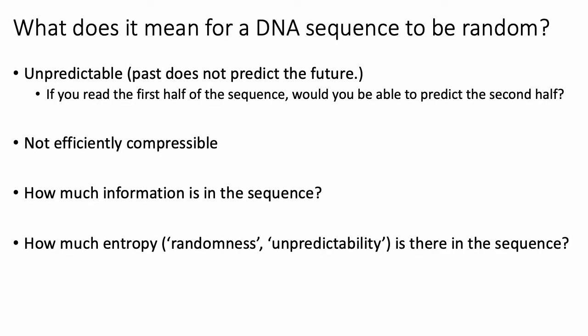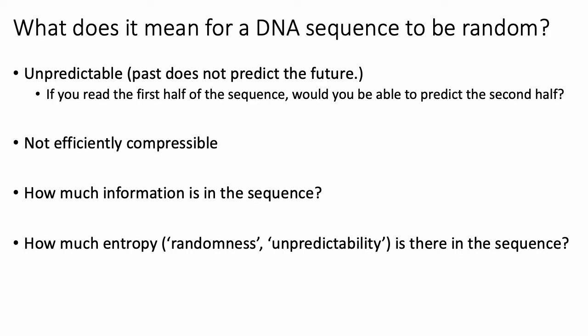Hopefully after the last few slides, you've got some idea of what it means for a DNA sequence to be random. There are a few common ways that you might think about it. The first is that you might think it intuitively means a sequence is unpredictable, in the sense that the past doesn't predict the future.